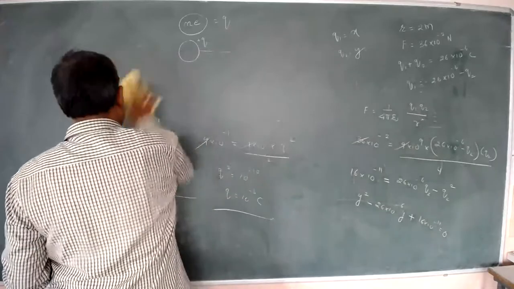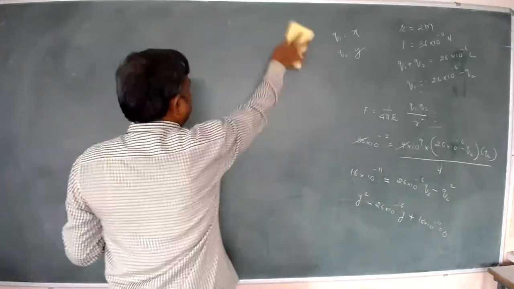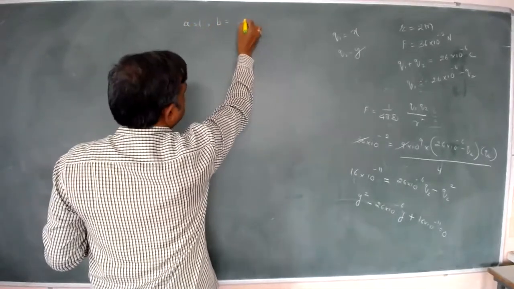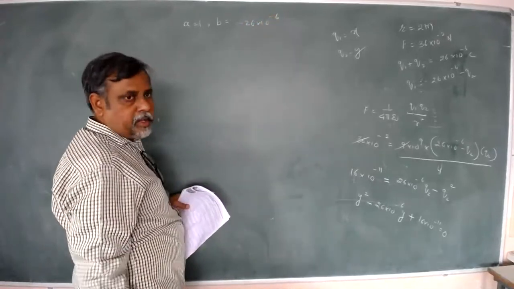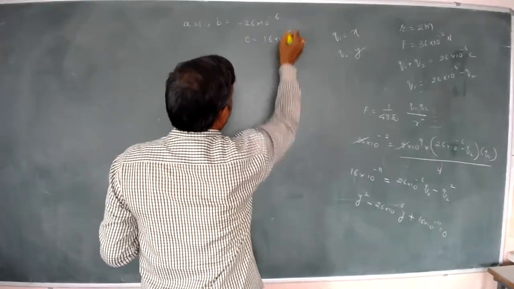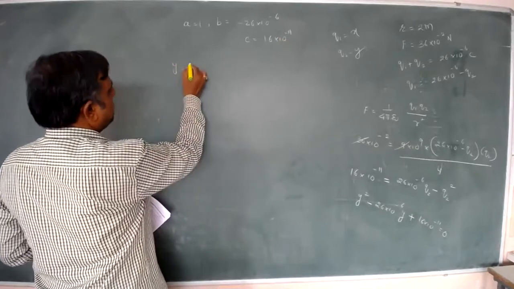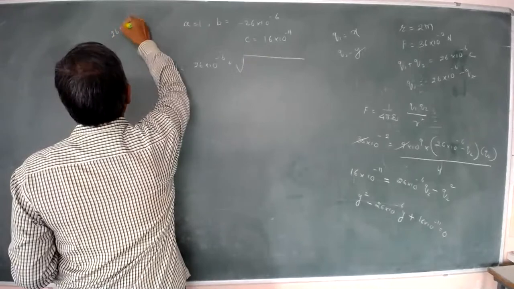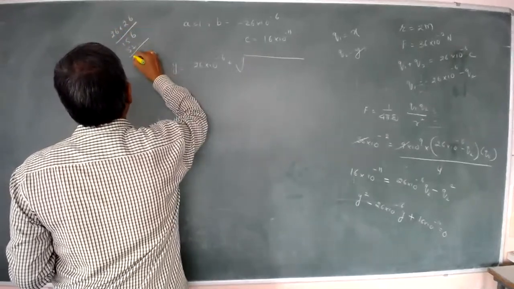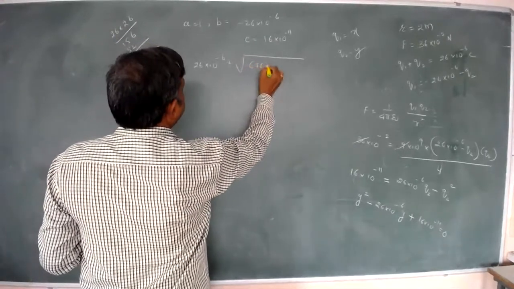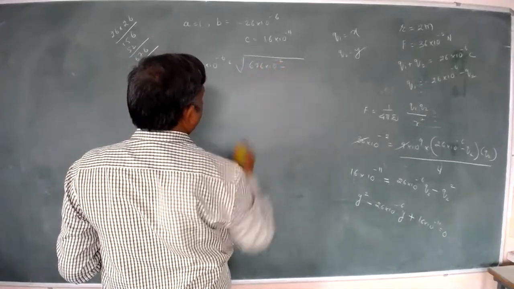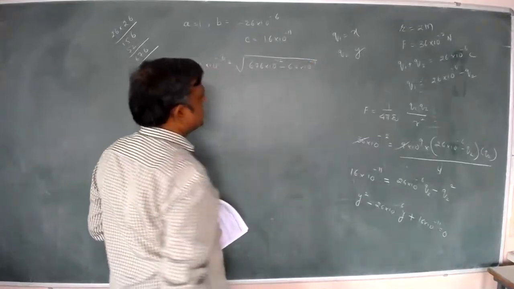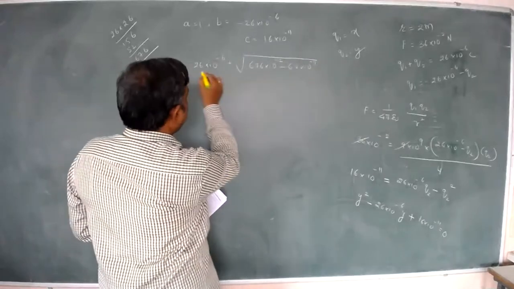Here, I will be using the discriminant equation, that is under root b square minus 4ac. In this particular case, a is equal to 1, b is equal to minus 26 into 10 power minus 6, and c is equal to 16 into 10 power minus 11. So y is equal to minus b, that is 26 into 10 power minus 6, plus or minus under root b square. 26 into 26 is 676, so 676 into 10 power minus 12, minus 4ac, that is 64 into 10 power minus 11, divided by 2.